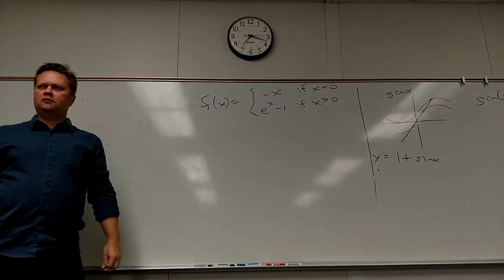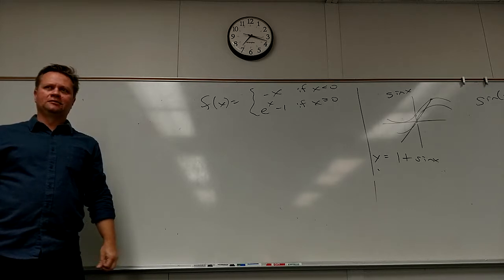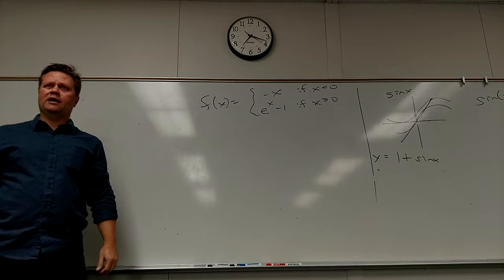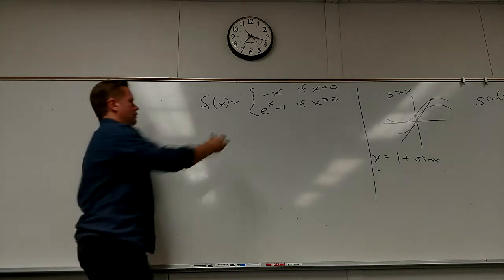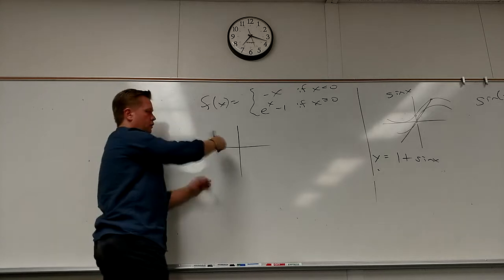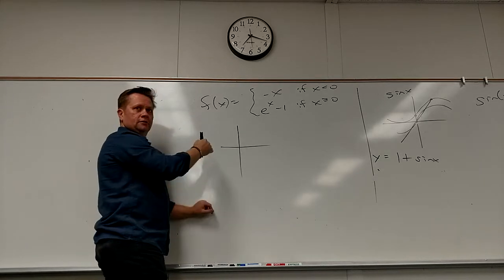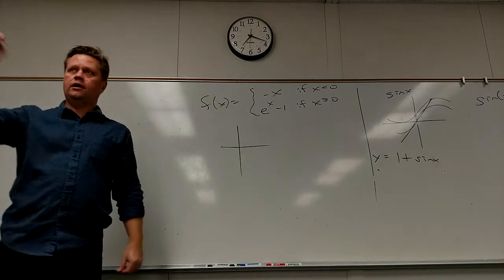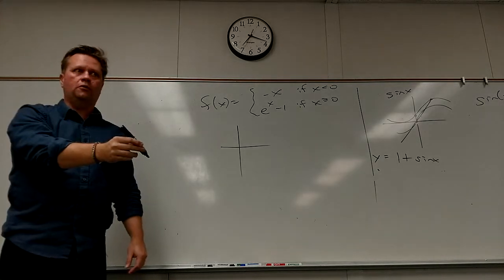So what's the most important point to look at? X equal to 0. That's the transition spot, right? On this side of things, it's easy. What's it look like on this side? Yeah, a line with slope -1 going through the origin.